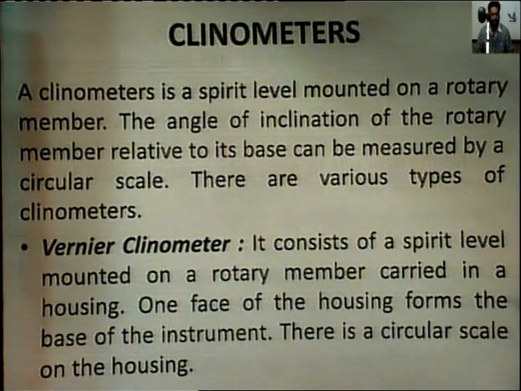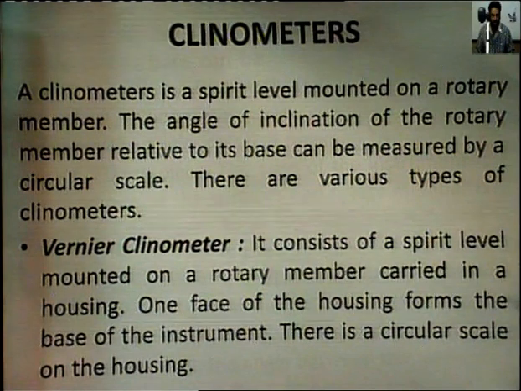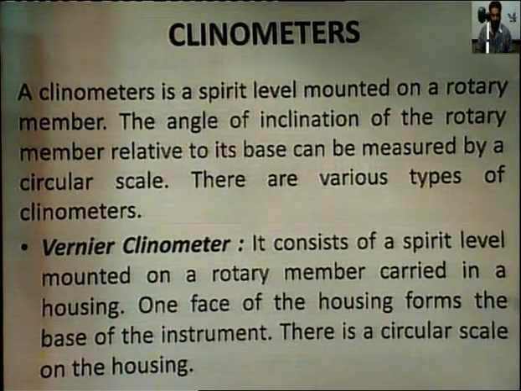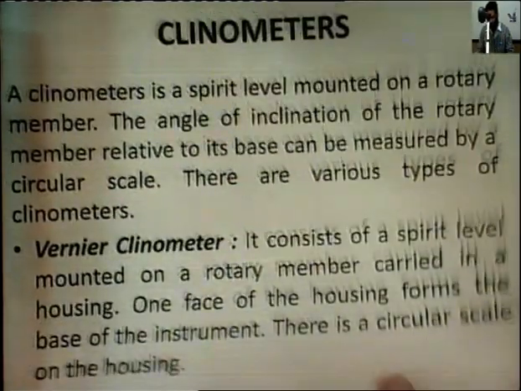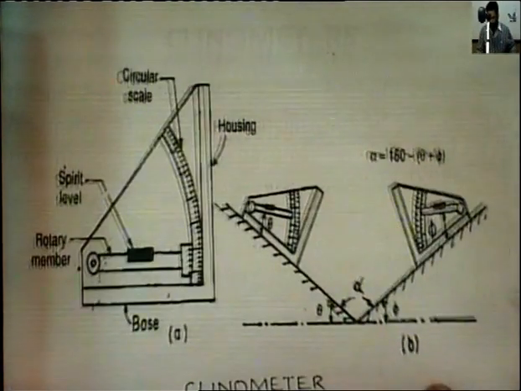There are various types of clinometer. So one is the vernier clinometer. It consists of a spirit level mounted on a rotary member carried in a housing. One face of the housing forms the base of the instrument. There is a circular scale on the housing.